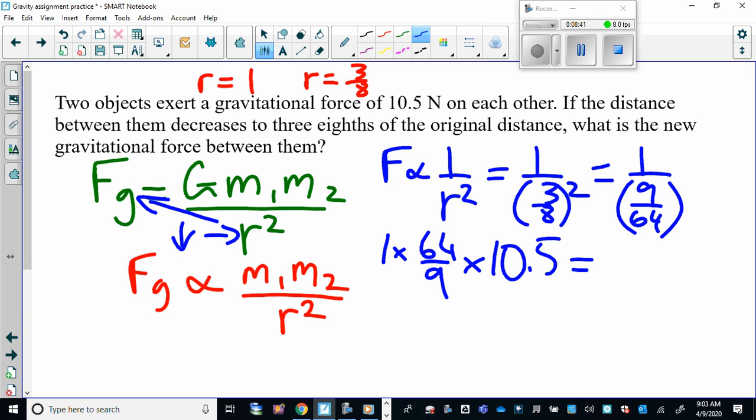And that gives us 64 times 10.5 divided by 9 equals 75. There's the answer for that one. The answer is 75 newtons, the force between the two objects.